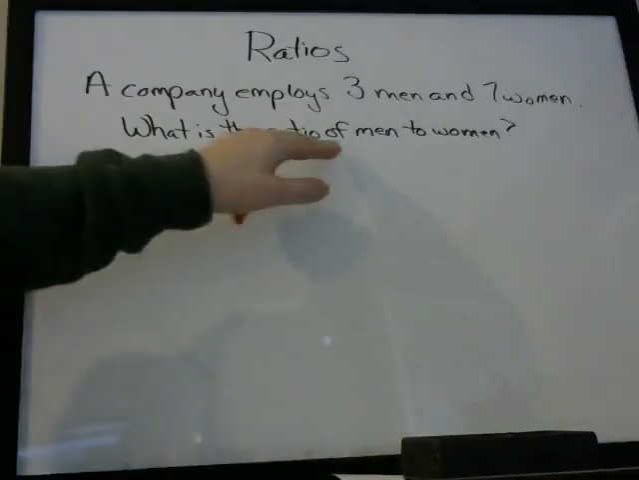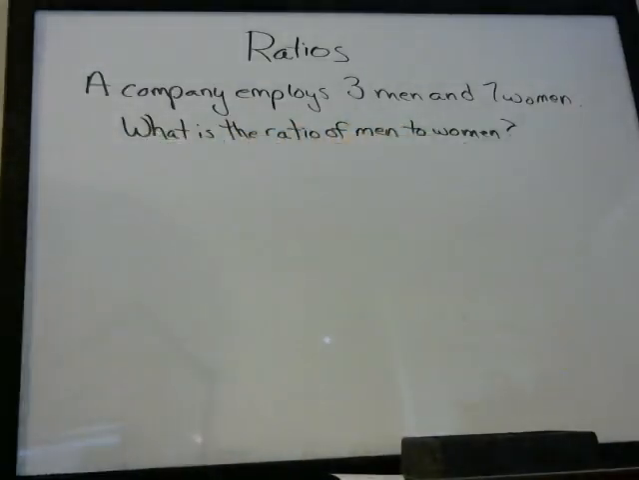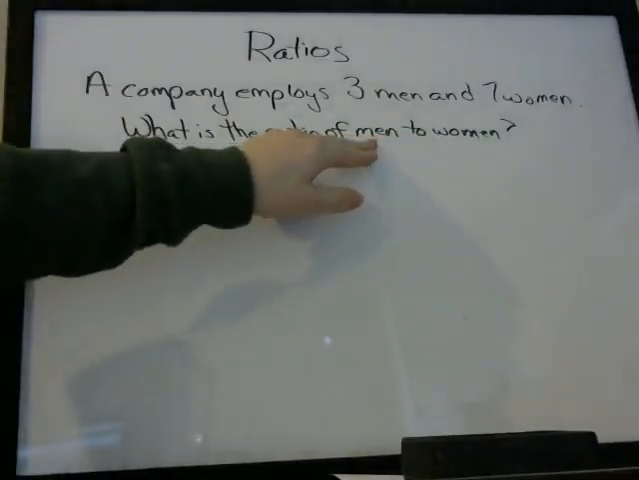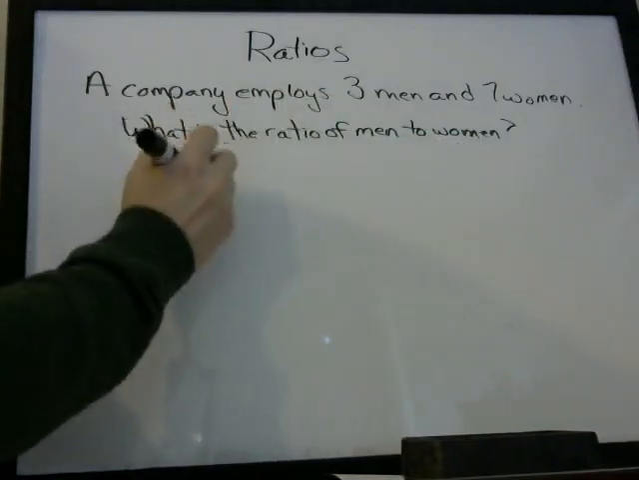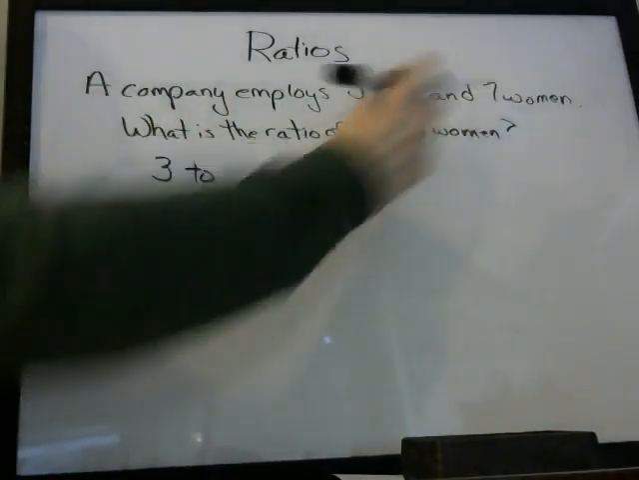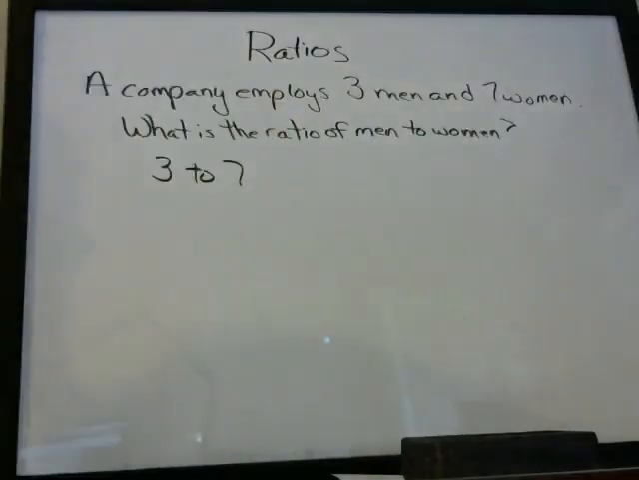So here, the ratio men to women. That's the key to this problem here. So we simply look at how many men are there. There's 3 men. How many women are there? 7. So there are a couple of different ways that you can express ratios and a couple of different ways that the answers may be presented on the test.